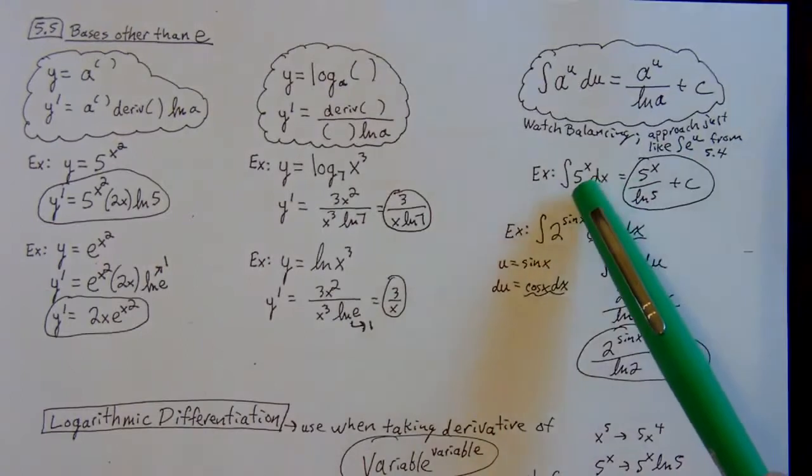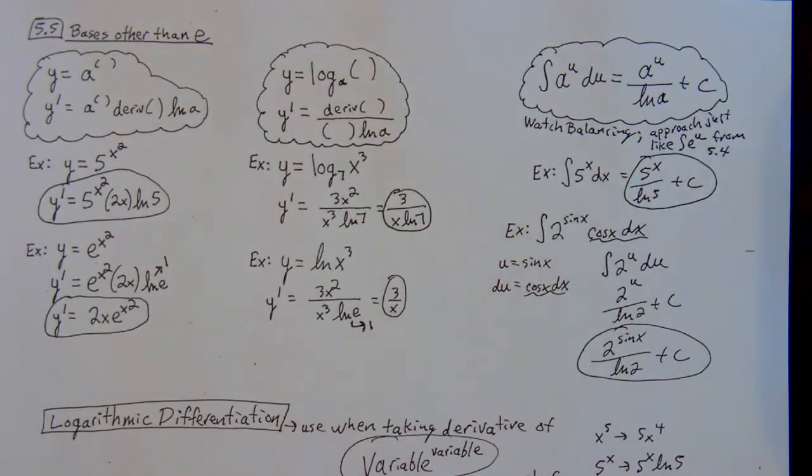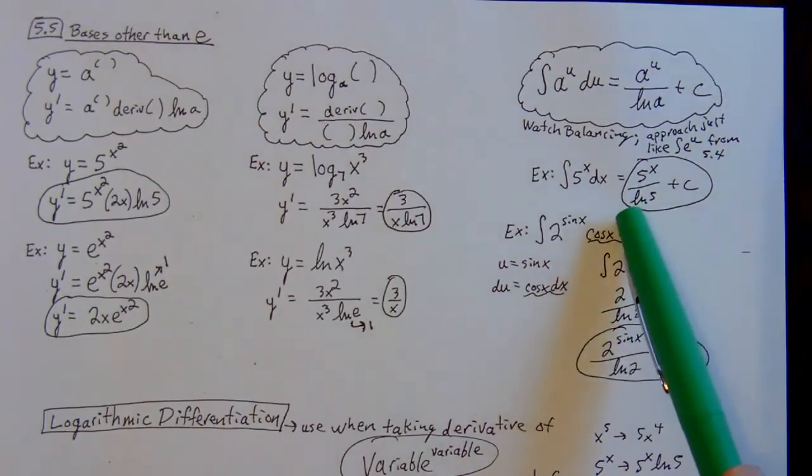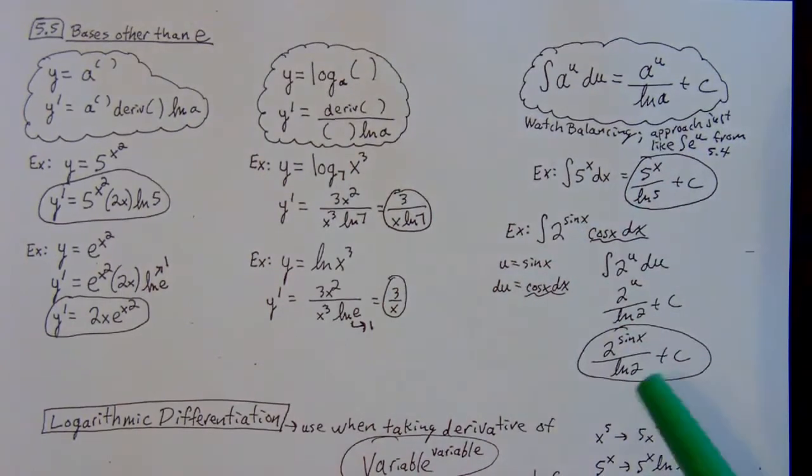If I had like a 5 to the 2x, I would let the u equal 2x, the du is equal to 2, balance the 2 with the 1/2, and you have the integral of 5 to the u, which you would get 5 to the u over ln of 5, and then you'd have that 1/2 just out there as well, so you just have an extra 2 in that denominator there, okay?